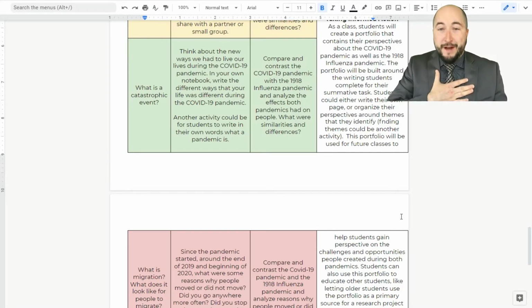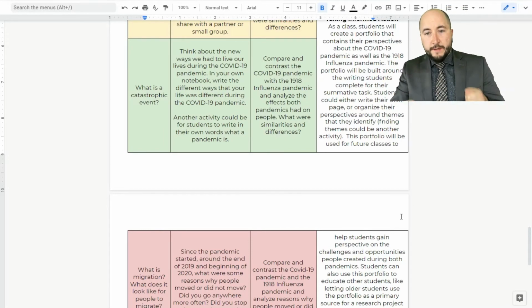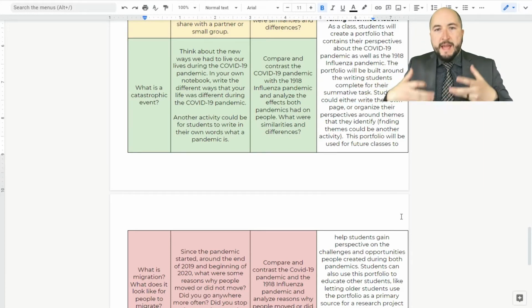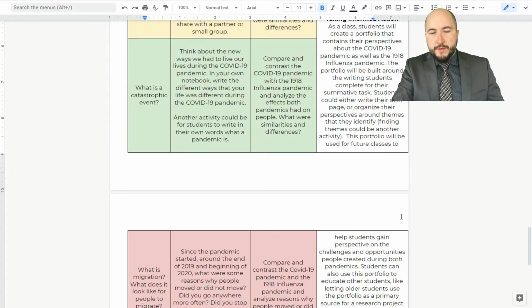My mentor taught for 50 years. So imagine using some materials that your students have created 30 plus years from now to really help your future students understand, hey, this is what happened. Or if you retire, you can give these materials to future teachers and say, hey, this is something that happened in 2019, 2020. We can use it as a primary source.